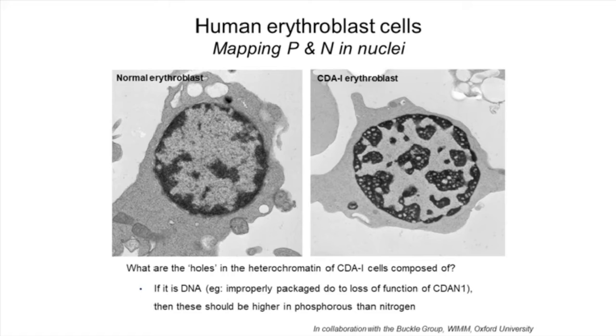So I'll start with our erythroblast project, where we're studying a form of anemia called CDA type 1. CDA1 erythroblasts exhibit several abnormalities, including a particularly striking nuclear phenotype at the TEM level, shown here on the right and referred to as spongy or Swiss cheese nuclei. We're hoping that EDS will help us determine what these holes or inclusions in the heterochromatin are composed of, and whether they contain euchromatin, which will be high in phosphorus, protein, high in nitrogen, or something else.